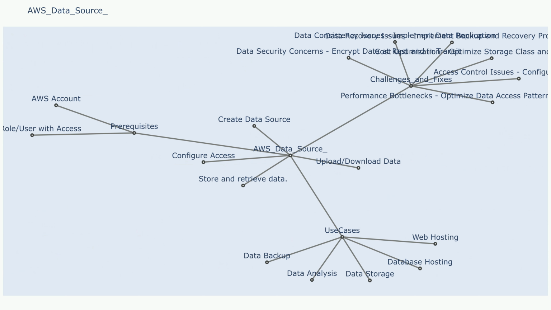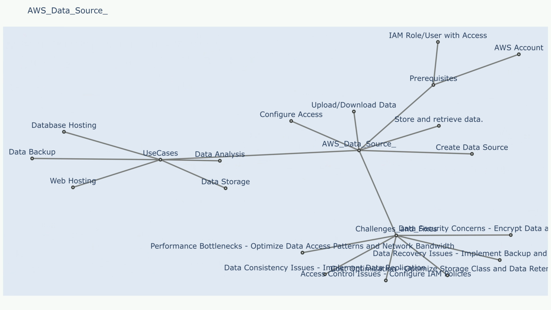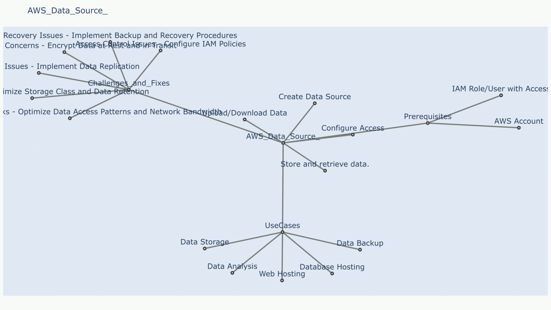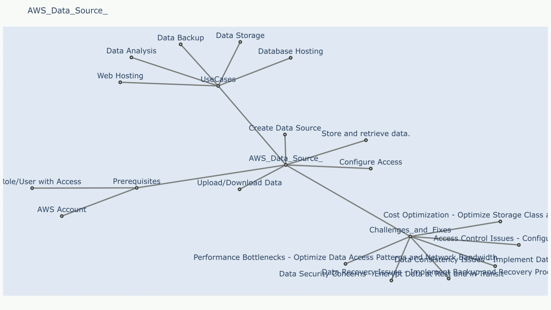Use cases: data storage, storing various types of data, including files, objects, databases, and logs. Data backup, creating and storing copies of data for disaster recovery and data protection. Data analysis, providing the raw material for analytics and data processing tasks using tools like Amazon Athena, Amazon Redshift, and Amazon EMR.